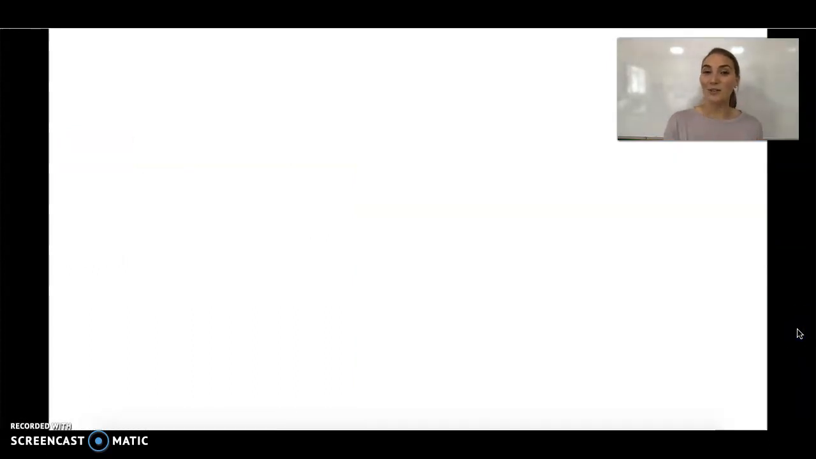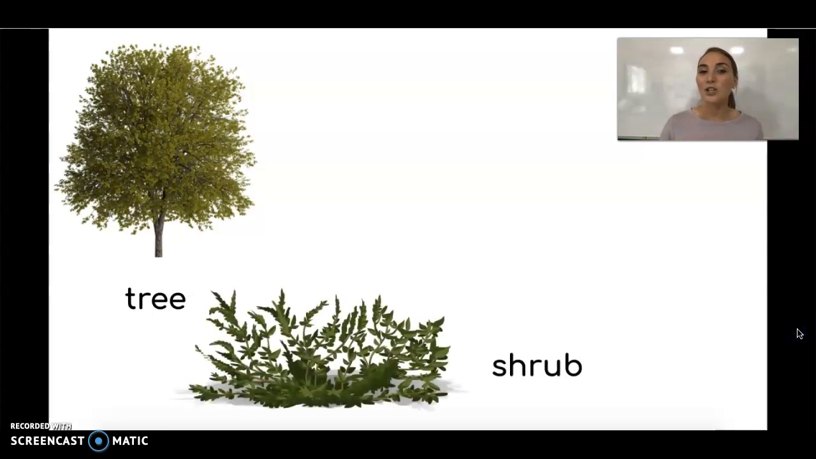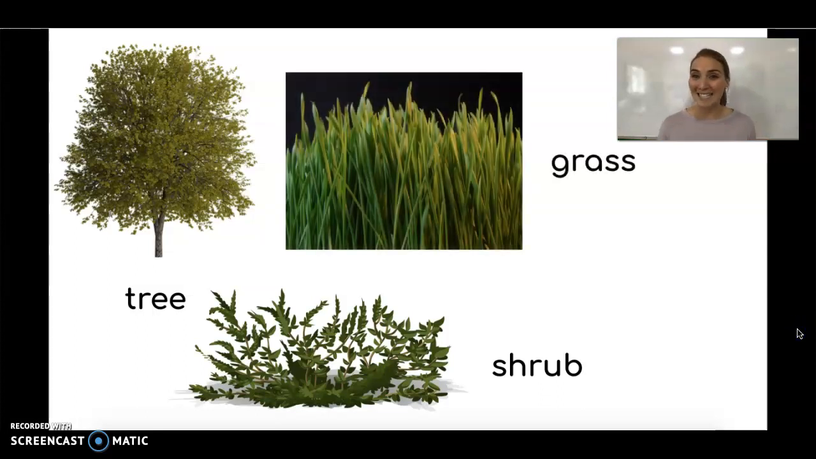Look, here are three different types of plants with different stems. There are trees with thick, tall, woody stems. There are shrubs. Shrubs are smaller and shorter, but still have woody stems. And then there are grasses, different types of grasses. Grasses have soft, thin stems.